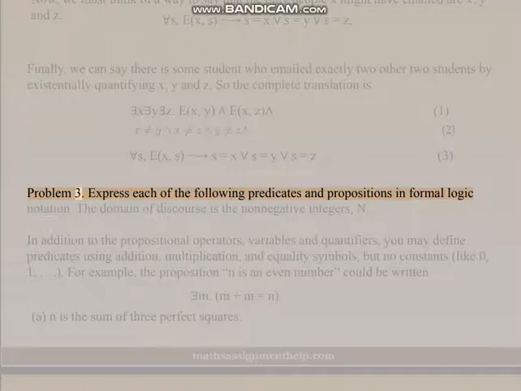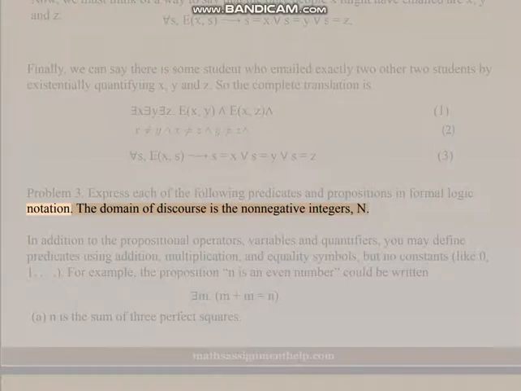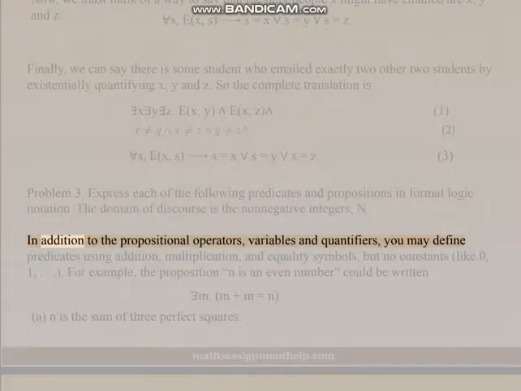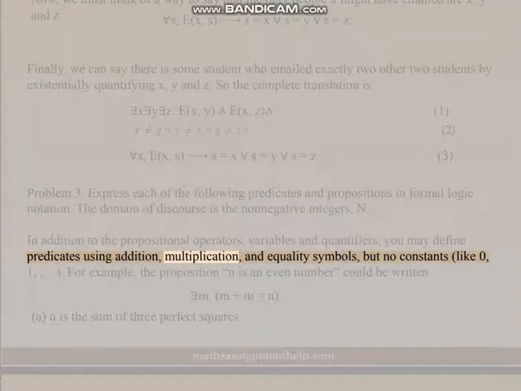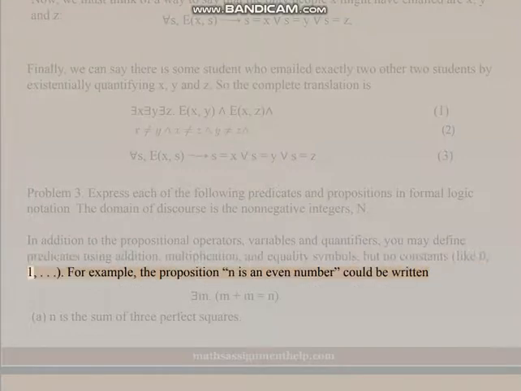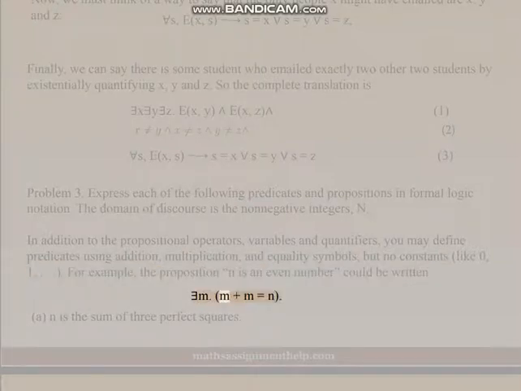Problem 3. Express each of the following predicates and propositions in formal logic notation. The domain of discourse is the non-negative integers, N. In addition to the propositional operators, variables, and quantifiers, you may define predicates using addition, multiplication, and equality symbols, but no constants like 0, 1. For example, the proposition n is an even number could be written there exists m, m plus m equals n. (a) n is the sum of 3 perfect squares.